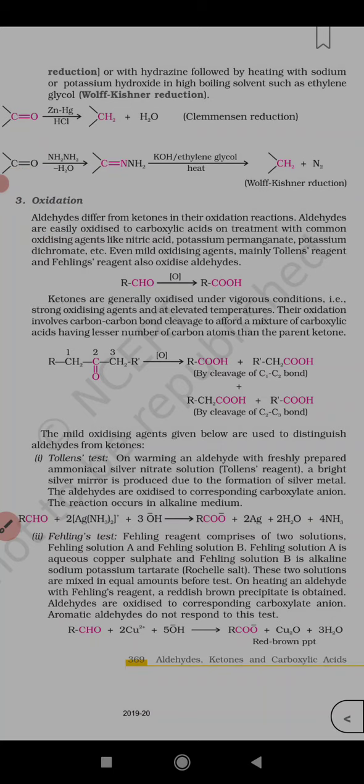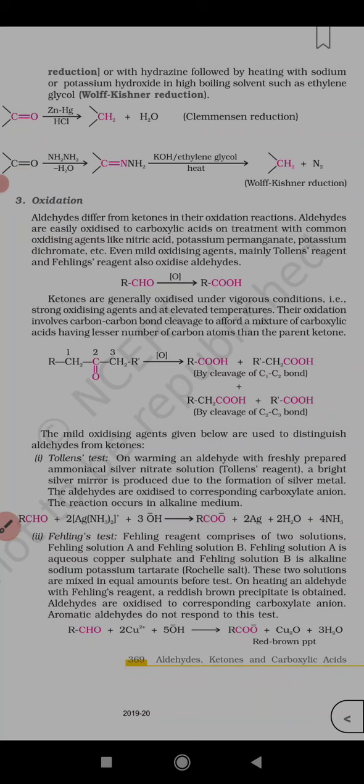Aldehydes are oxidized to the corresponding carboxylate anion. These two solutions are mixed in equal amounts before the test. On heating an aldehyde with Fehling reagent, a reddish brown precipitate is obtained. Aldehydes are oxidized to the corresponding carboxylate anion, same as in the Tollens' test, but here a red copper precipitate is formed. Reddish brown precipitate is obtained, okay.